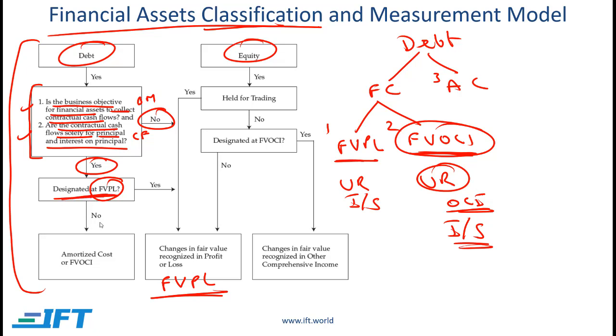Now, if the answer to this question is no, then the instrument is classified at amortized cost or fair value through other comprehensive income. So the question is, how is the choice made between these two? And the answer is, there might be a situation where a financial asset meets the criteria shown over here, but the idea is to hold this asset for some time and then sell it before maturity. In that case, it might make sense to classify the instrument as FVOCI. If the idea is to hold the instrument till maturity, then it should be categorized as amortized cost.